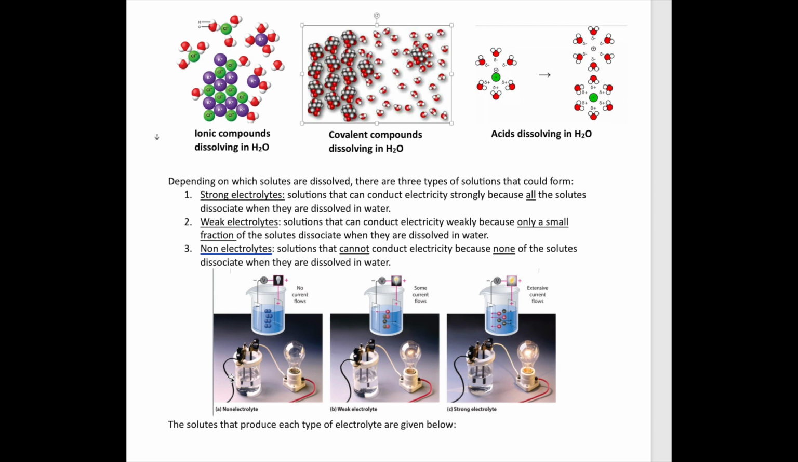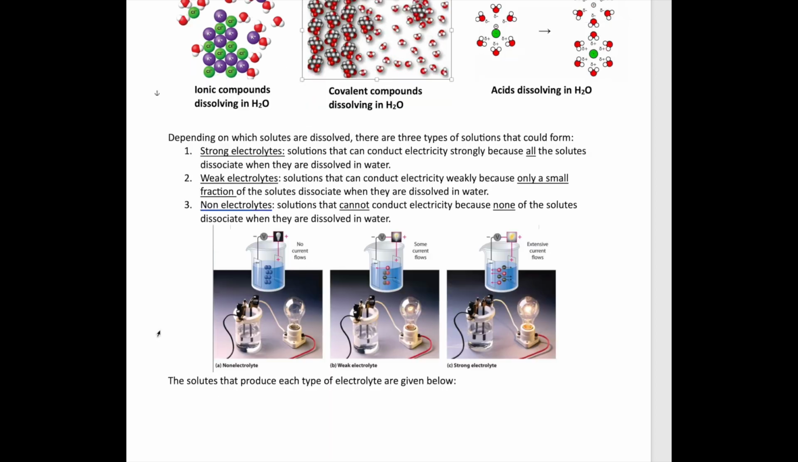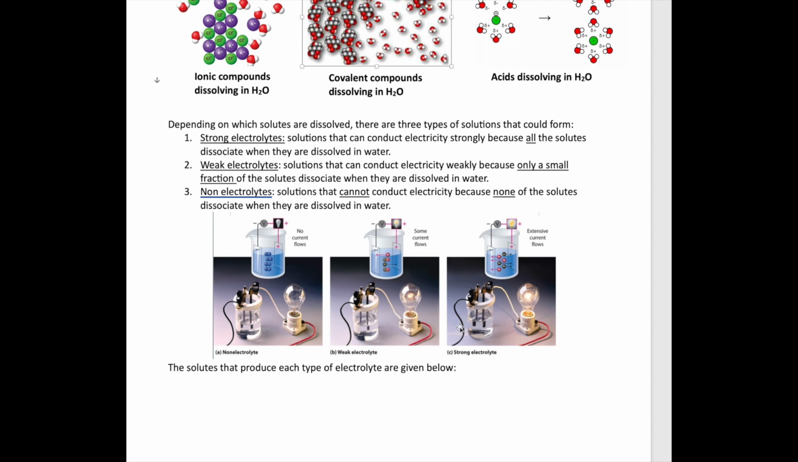So we categorize solutions based on the type of solutes that could form and their ability to conduct electricity. This was an experiment done maybe over 200 years ago on how we differentiate amongst different solutions. So we have three different types. We have strong electrolytes, weak electrolytes, and non-electrolytes. And they simply mean that if I were to take a light bulb that has a couple of wires coming off it and I put those wires into a solution, sometimes the light bulb will turn on really brightly, sometimes it will turn on just barely, sometimes it wouldn't turn on at all.